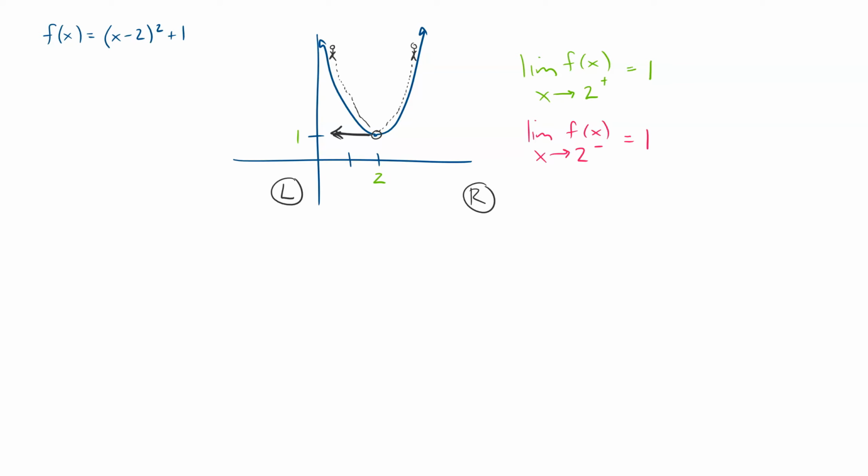So the limit from the right was 1. The limit from the left was 1. So it's fair to say that the limit of the function as x approaches 2 is 1. This means that both from the right and from the left, the y value that we approach is 1.